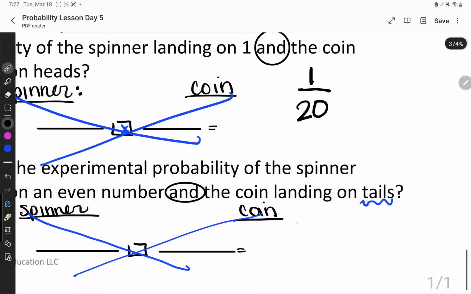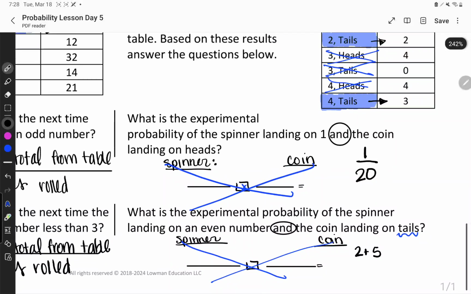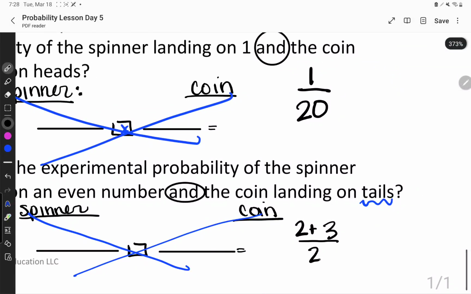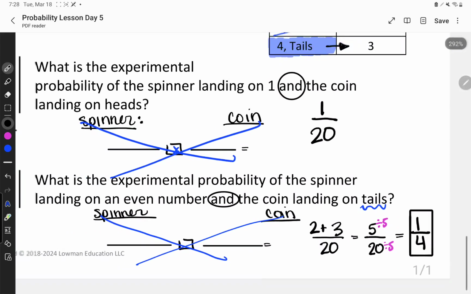So what you should have done is you should have said, okay, so I've got 2 times that an even number was rolled with tails, and then 3 times that an even number was rolled with tails. I'm so sorry. So you got 2 and you've got 3. And then the total number of times that the experiment was performed was 20. So we would get 5 over 20. 5 and 20 are both ending in either a 5 or a 0, which means they're both divisible by 5. 5 divided by 5 gives me 1, and 20 divided by 5 gives me 4. So that's a 1 in 4 chance.